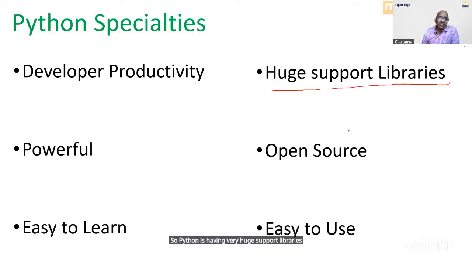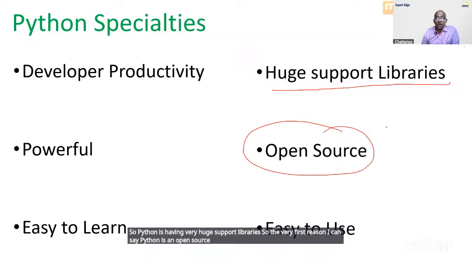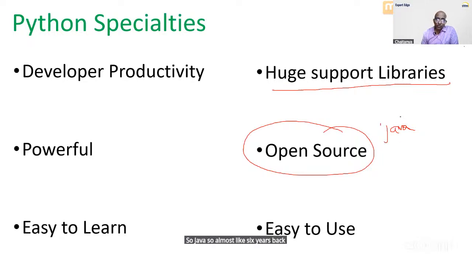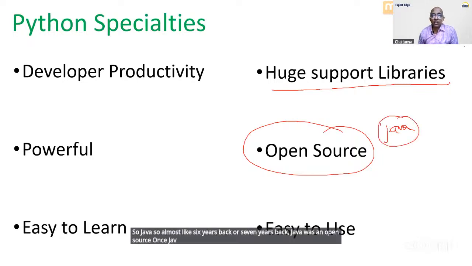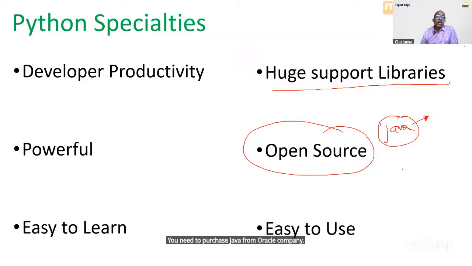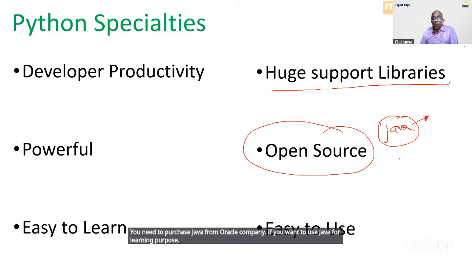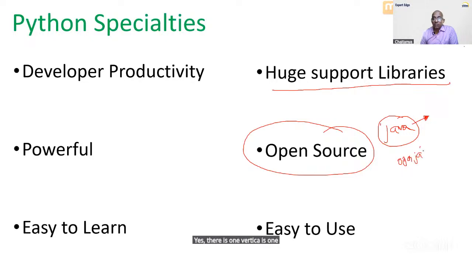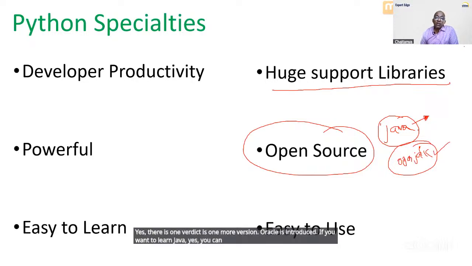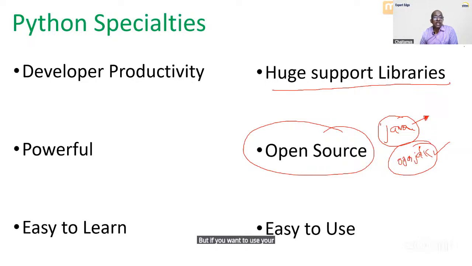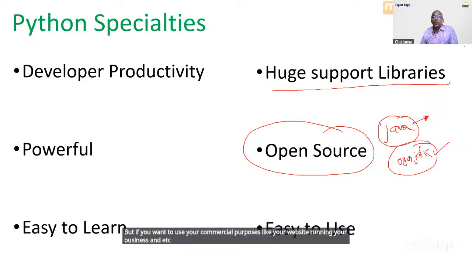The very first reason I can say is that Python is open source. Java is not. About 6 or 7 years back, Java was open source. Once Java was purchased by Oracle, Oracle made it licensed. If you want to use Java for commercial purposes, you need to purchase Java from Oracle. If you want to use Java for learning purposes, yes, there is OpenJDK, one more version that Oracle introduced. If you want to learn Java, you can use OpenJDK. But if you want to use it for commercial purposes, like your website or running your business, you have to purchase Java.